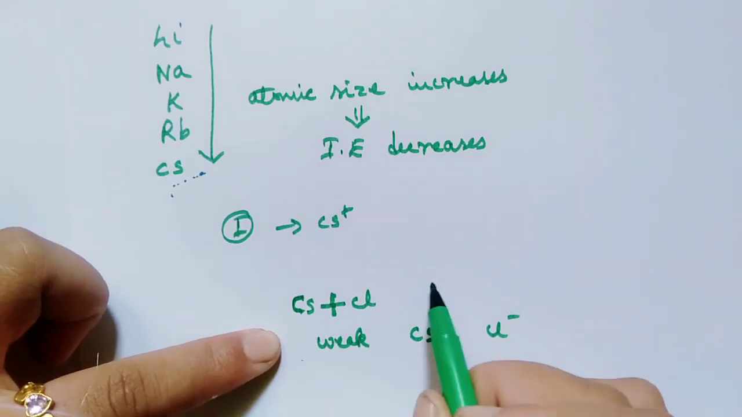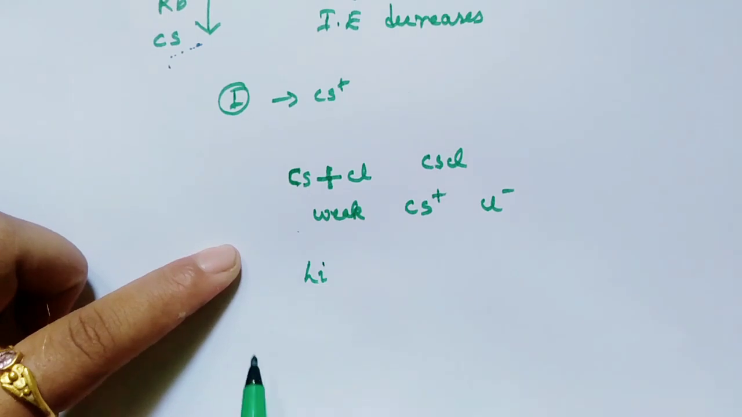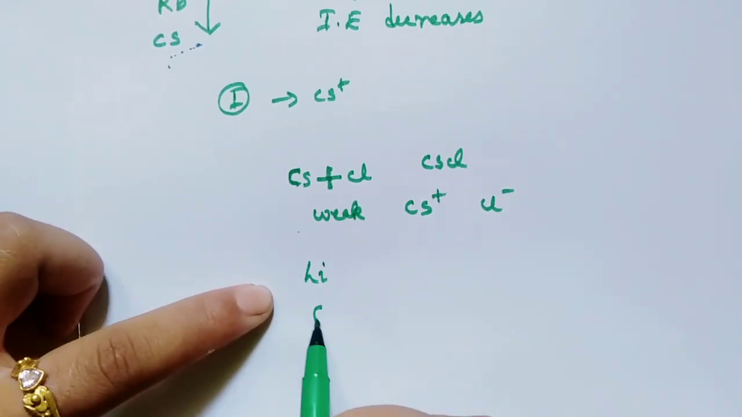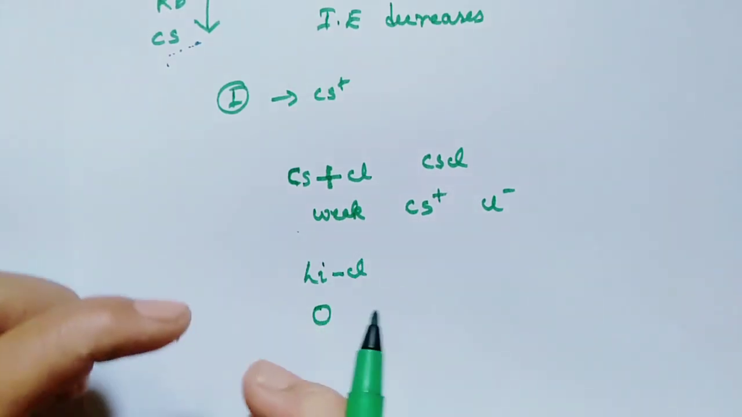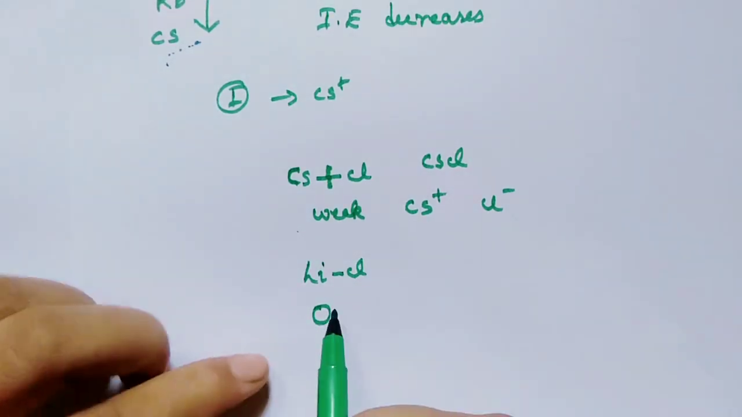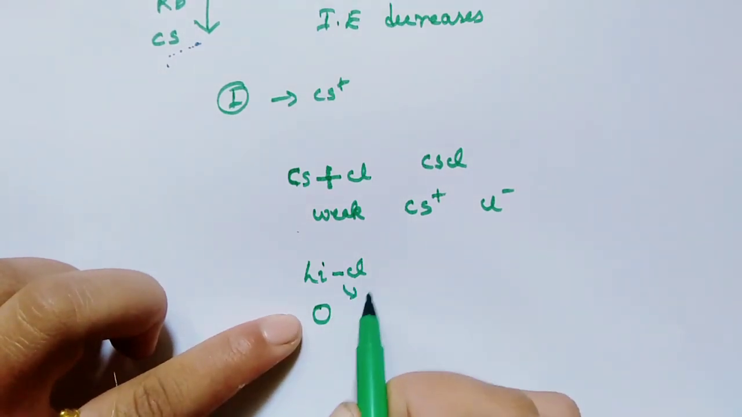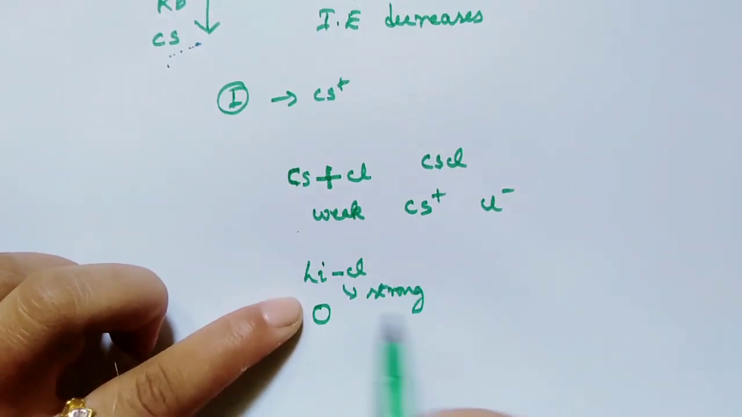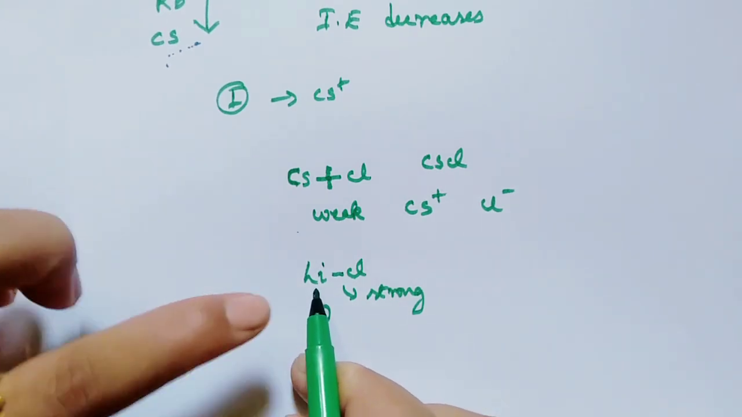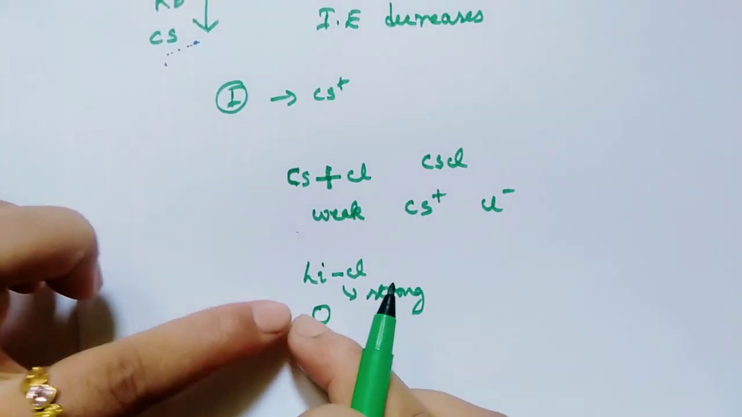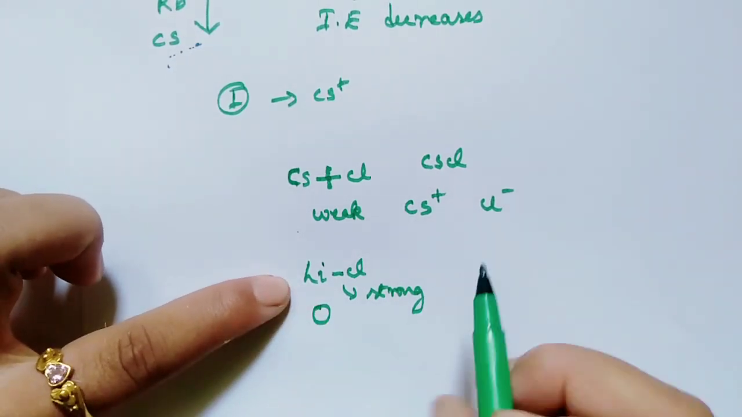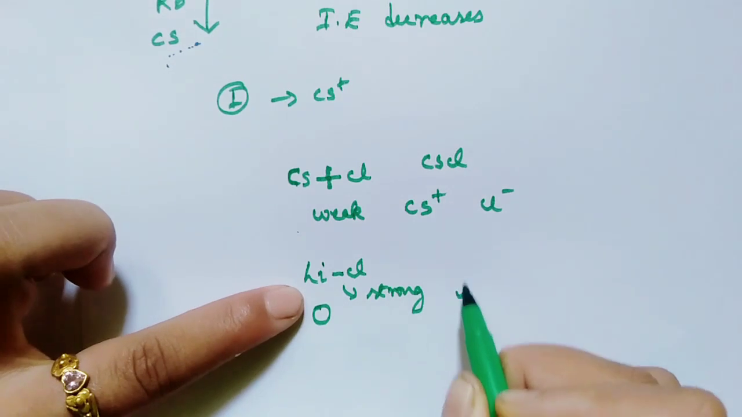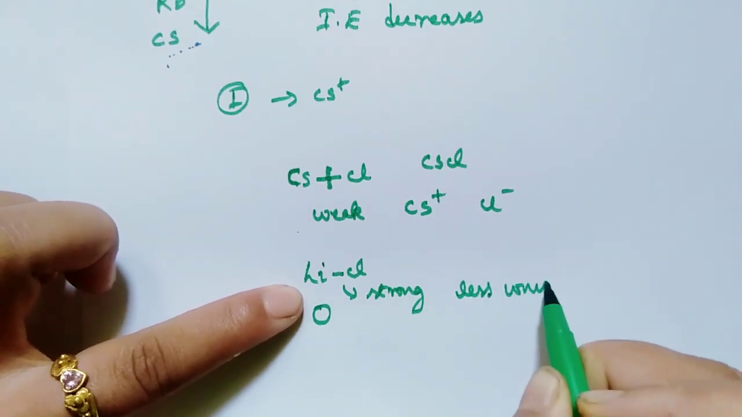Whereas lithium chloride, the size of lithium is very small, okay? And then we have Cl. Now the bond here is smaller. If the bond is smaller, what happened to the strength of this bond? It is strong. So it is not easy to lose the valence electron which is present in this lithium, which is why this one is less ionic.